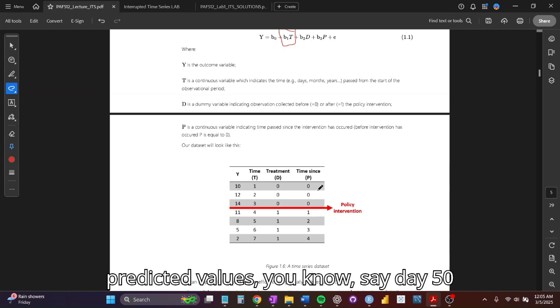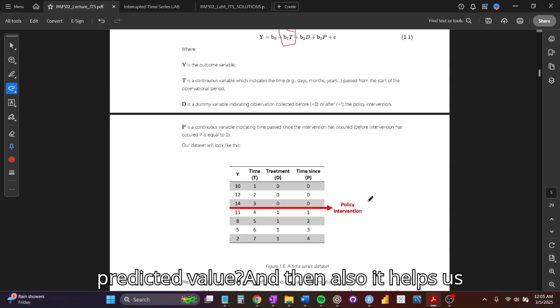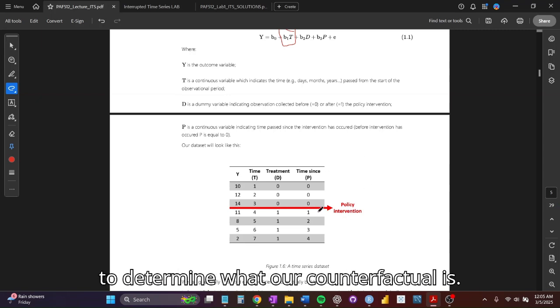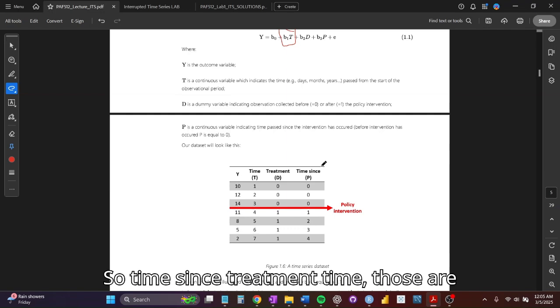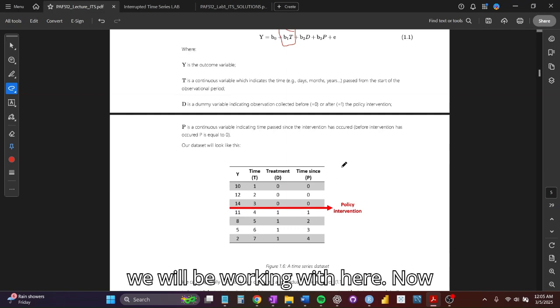You know, say 50 days after treatment, what is our predicted value? And then also it helps us to determine what our counterfactual is. So time, since treatment, time. Those are going to be the variables we will be working with here.